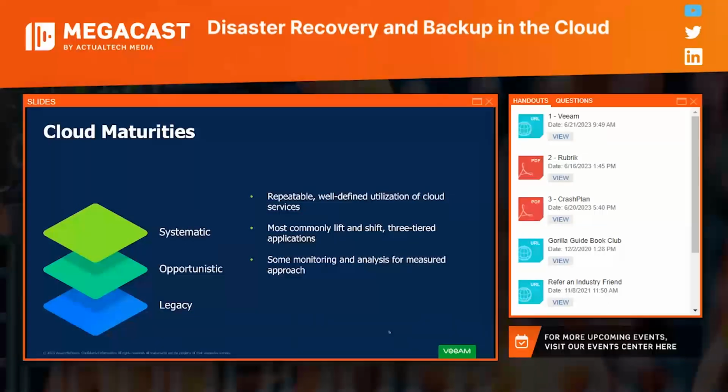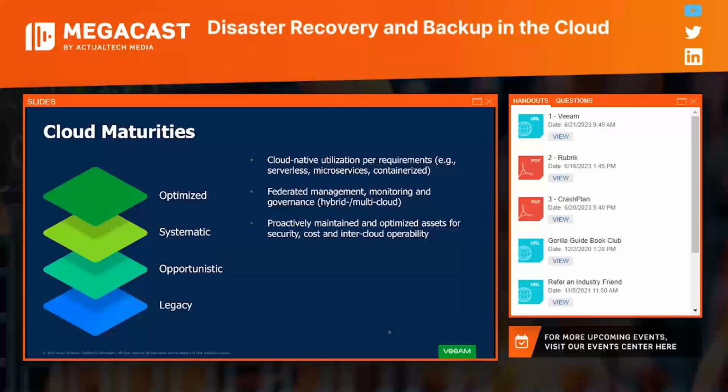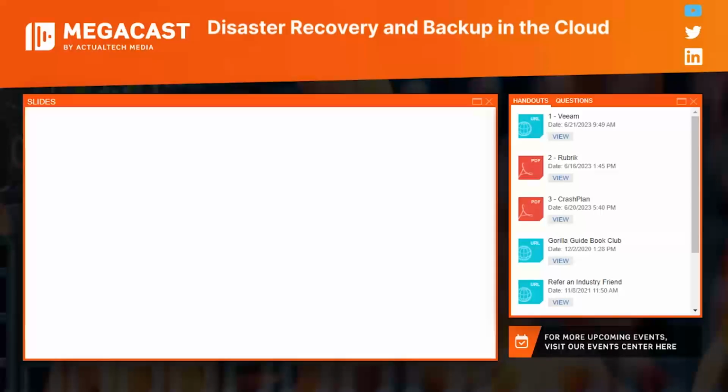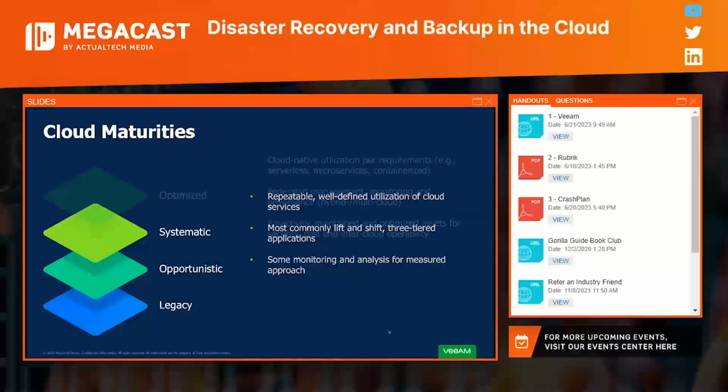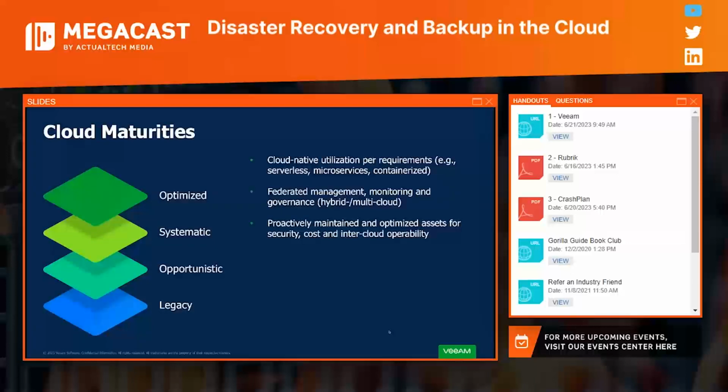And then finally, we've got the optimized folks, right? So these are typically cloud first or born in the cloud organizations. They've got cloud native utilization per their company requirements. So they're going serverless. They're using microservices. So, getting rid of servers and opting for functions as a service that are referencing reference data that are in databases or file shares or object storage or even containerized workloads like Kubernetes.